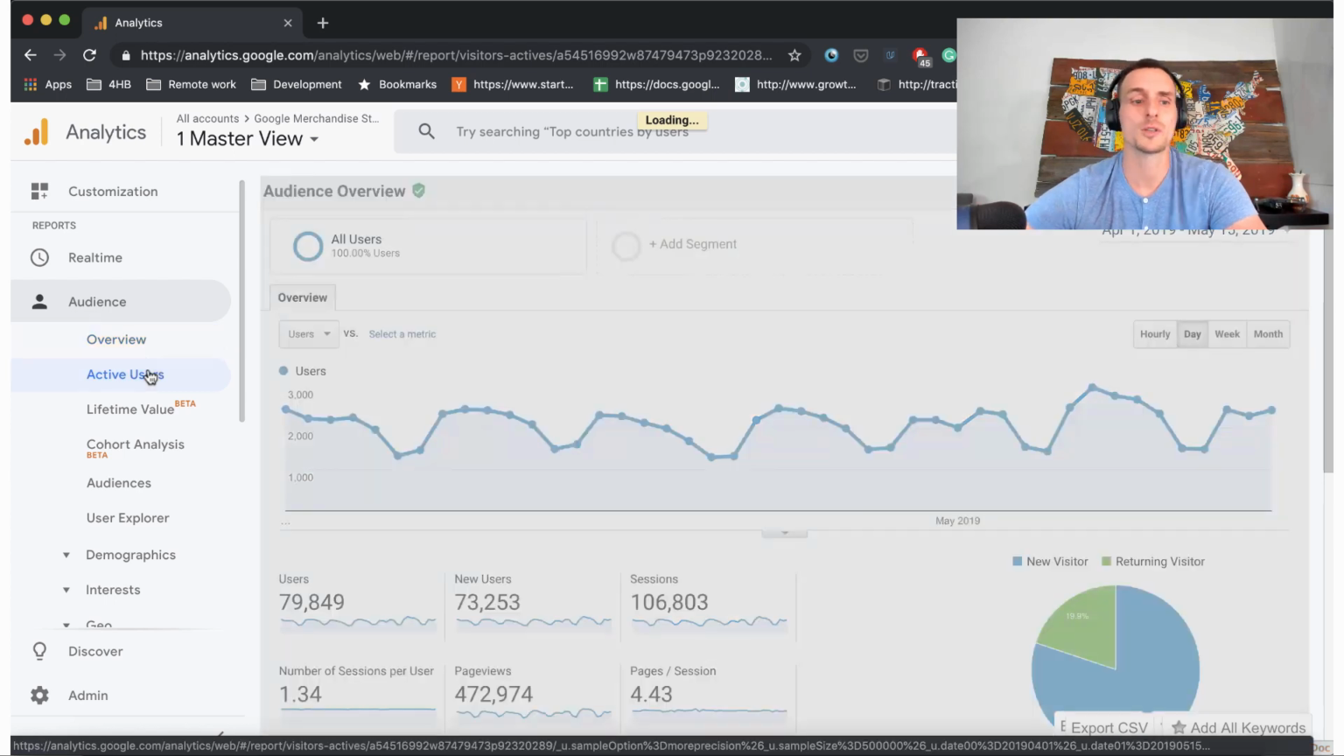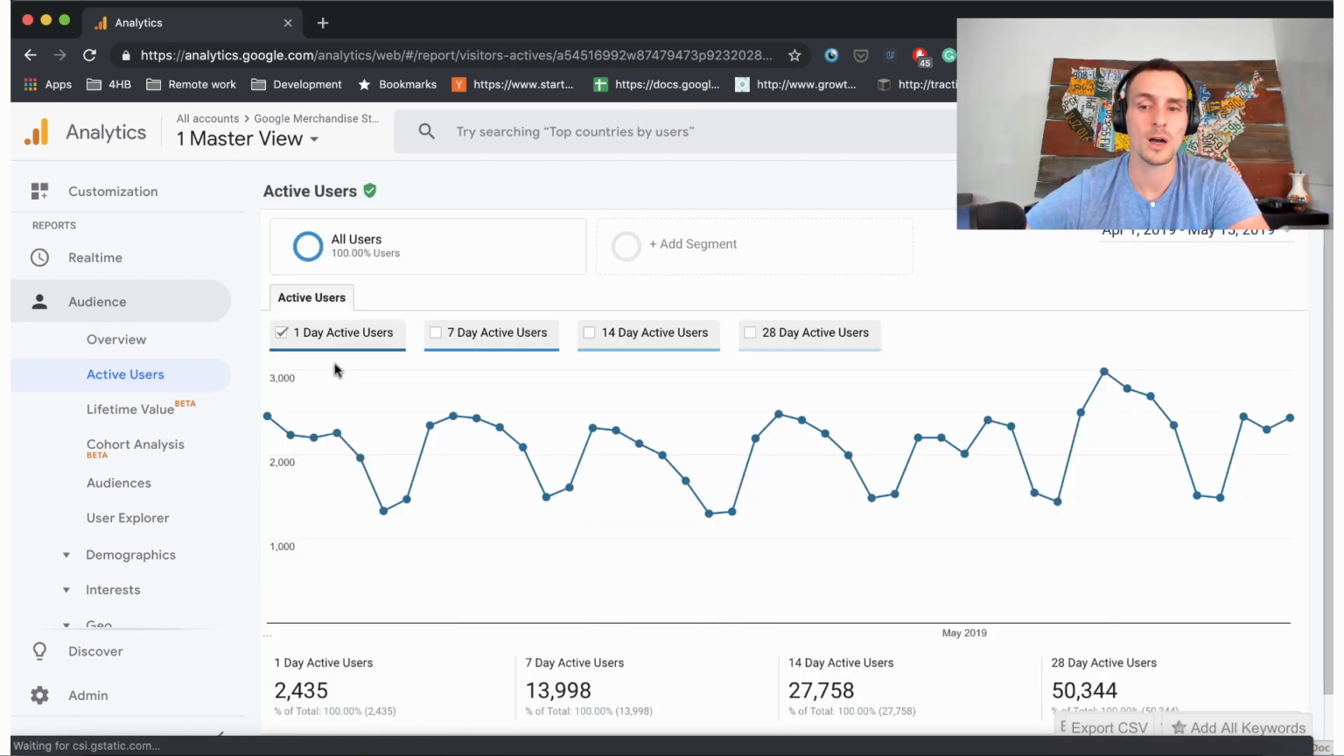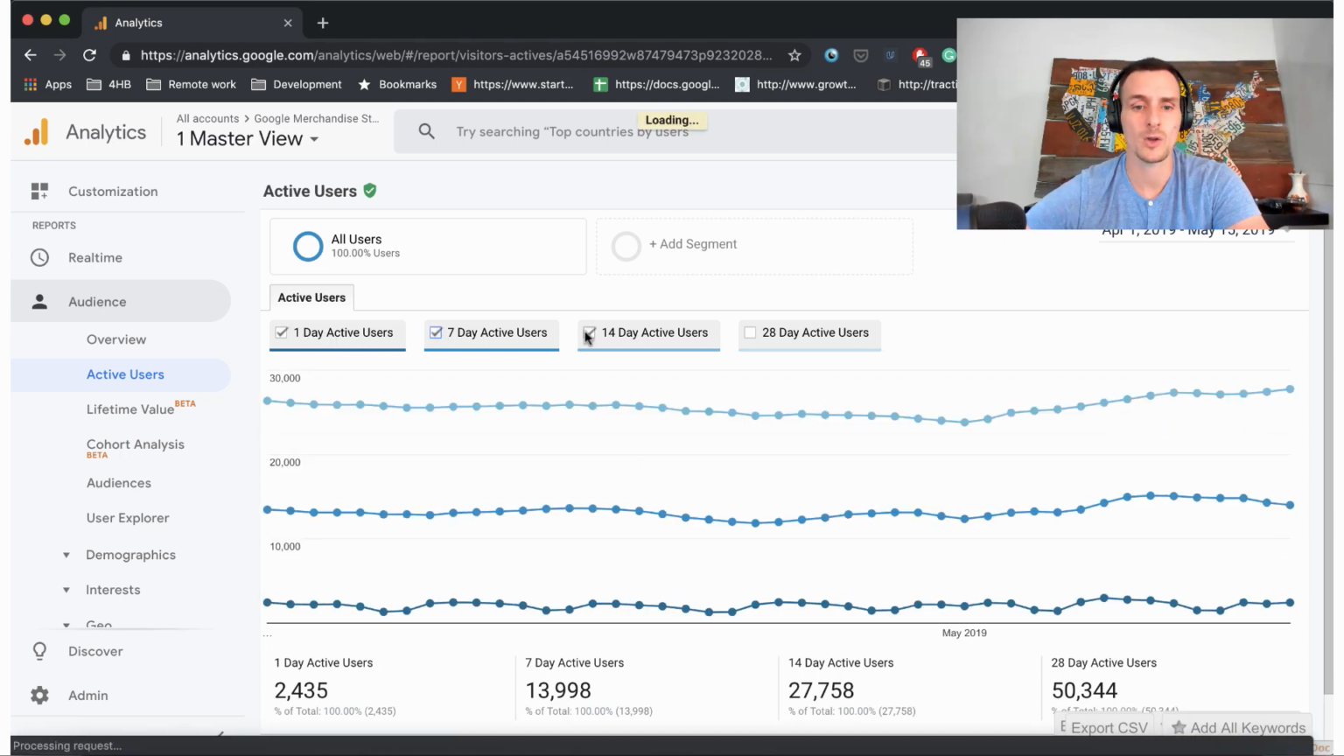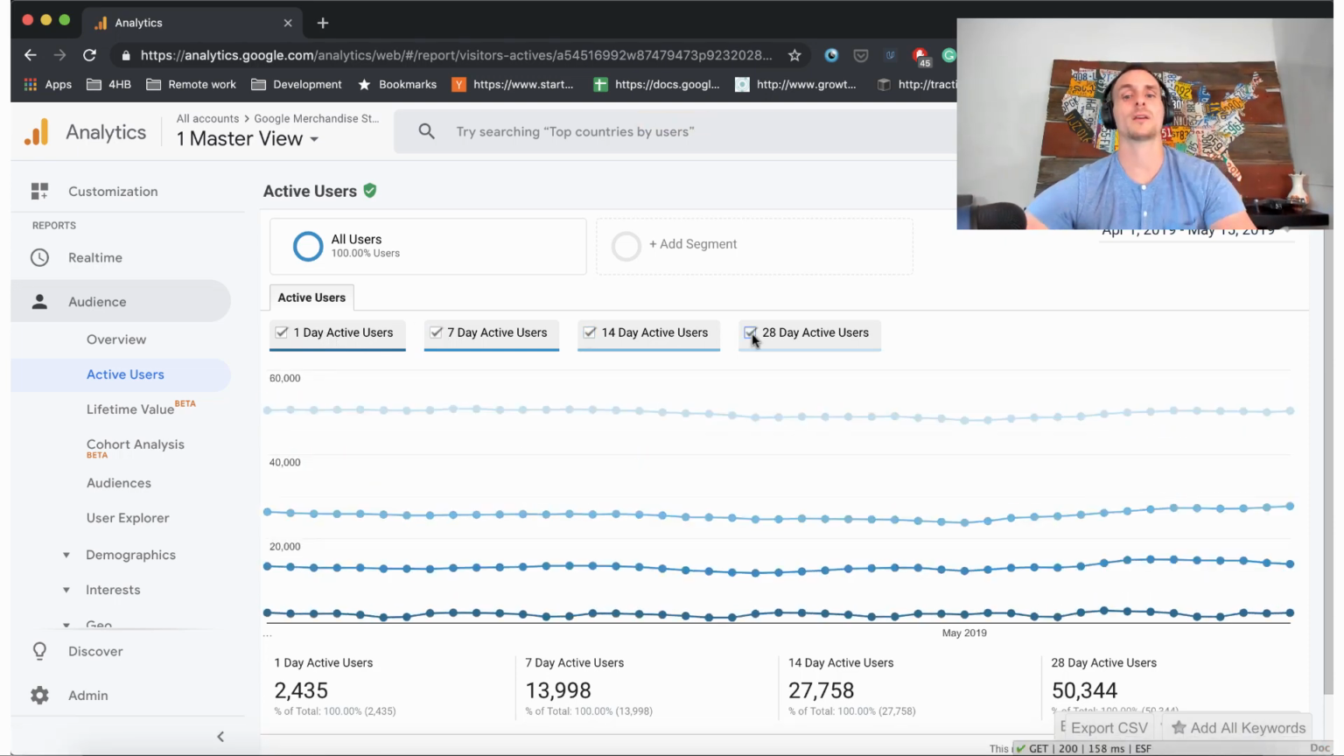The active users report is a really great one. It shows you how active users are on your site over certain periods. So we have 1-day active users, 7-day, 14-day, and 28-day. So this gives you an idea of when users come to your site, are they sticking around? And is your website sticky? Are they coming back a second time, a third time, over periods of time?